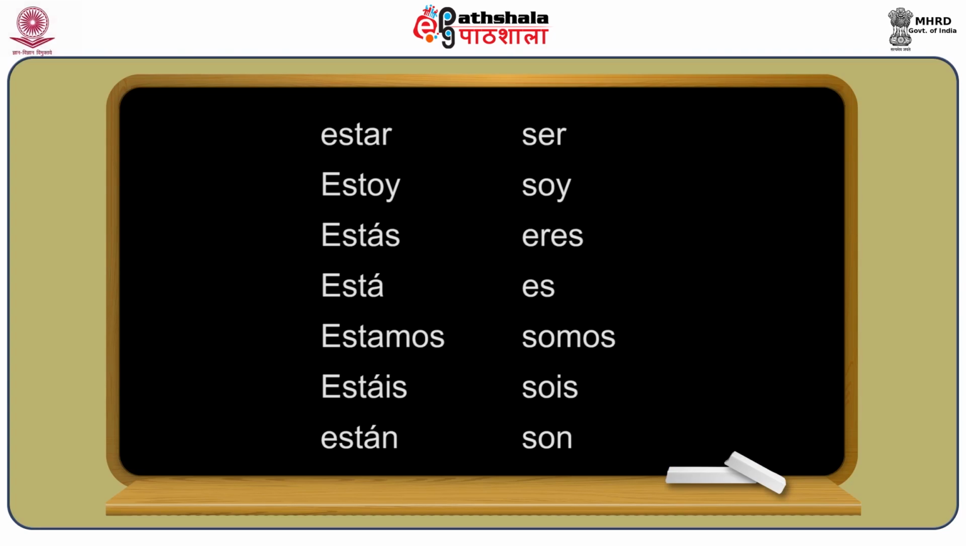Now, first let's see the conjugation of these two verbs, estar and the verb ser. The conjugation of the verb estar is estoy, estás, está, estamos, estáis, están. And the conjugation of the verb ser is soy, eres, es, somos, sois, and son.